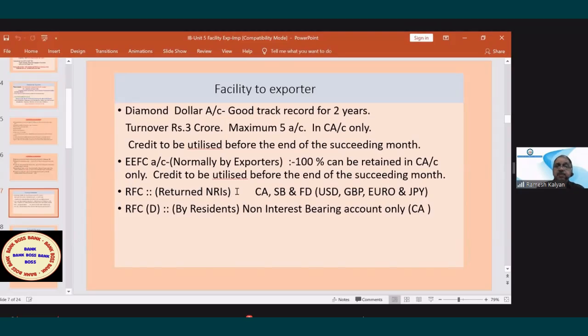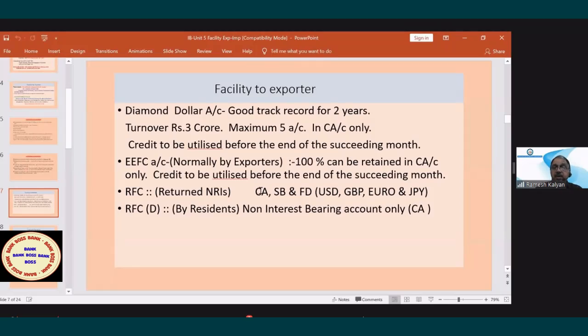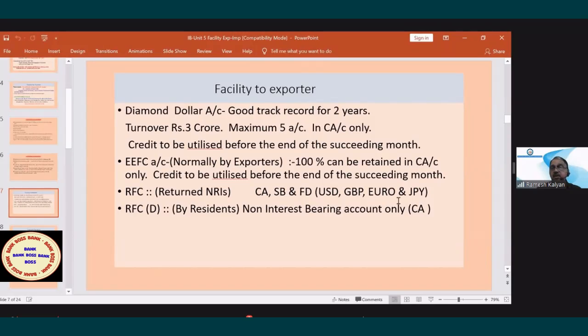RFC, that is for a person who is returning from abroad. Naturally, in the morning we discussed that all the accounts should be converted to INR, except the FCNR. But here, suppose you want to maintain that in foreign currency itself, it is permitted under this scheme. And this is the only account maintained by a resident individual in foreign currency which is interest bearing. All others are interest free. Current account, SB, FD, everything we can maintain. The interest will be very nominal.